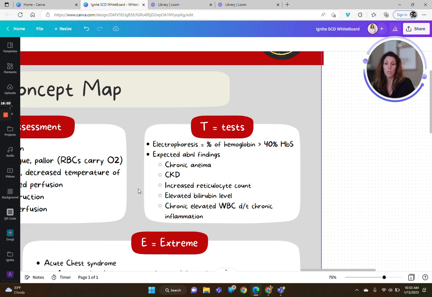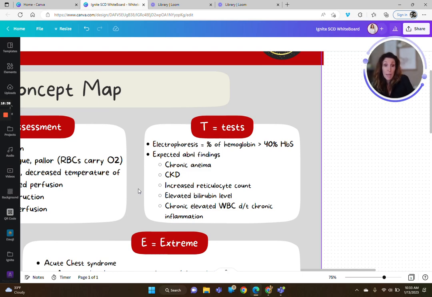So these would be considered expected abnormal lab results. They're going to probably have some chronic anemia. They're going to have chronic kidney disease a lot of times because of the blood vessels within the kidneys. They have chronic microvascular damage. And so this creates an underlying chronic kidney disease. They may have an increased reticulocyte count. Okay, reticulocytes are little teeny tiny immature red blood cells.